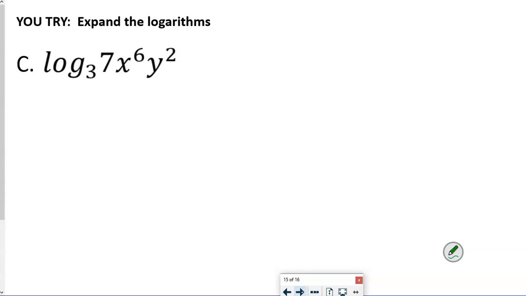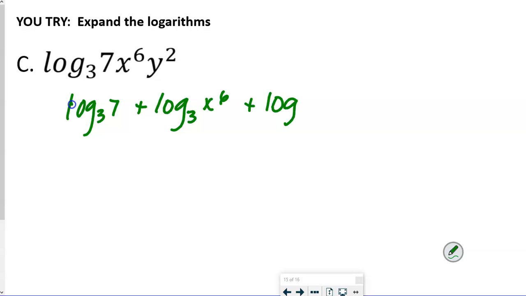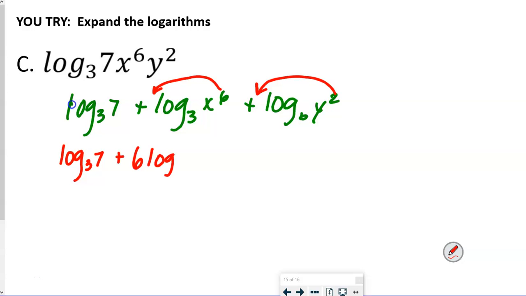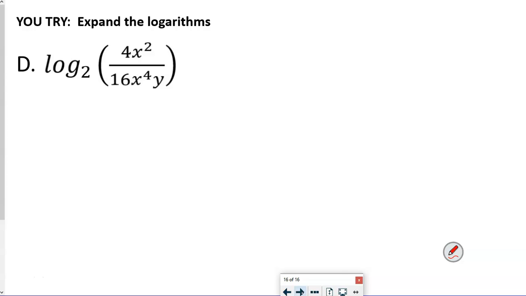On this one, I've got log base 3 of 7 plus log base 3 of x to the 6th plus log base b of y to the second. Here again, I'm going to move these exponents to the front. So this is going to be log base 3 of 7, but this one's going to become 6 log base 3 of x plus 2 log base b of y. All right, last one. Go ahead and do this and then come back to me when you're done.